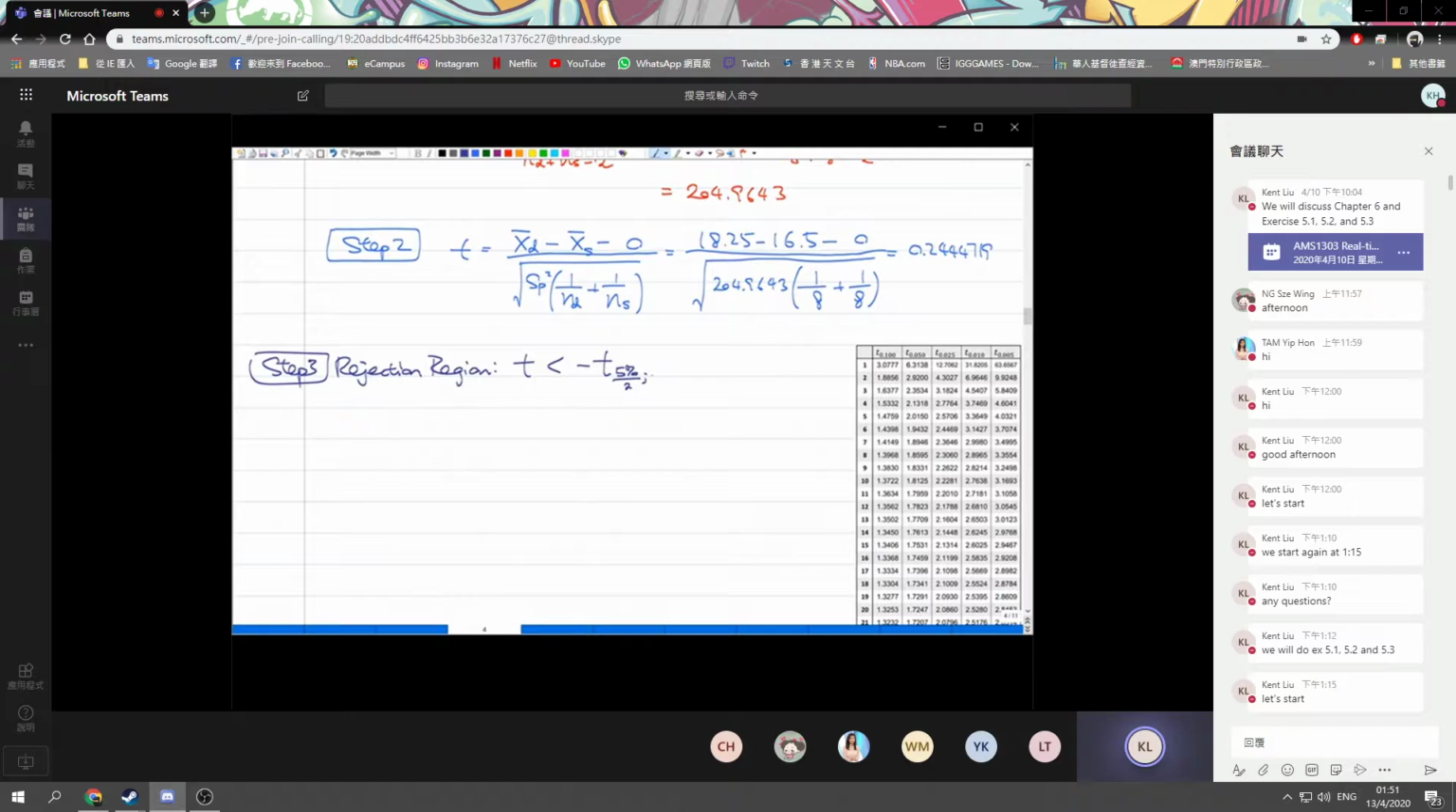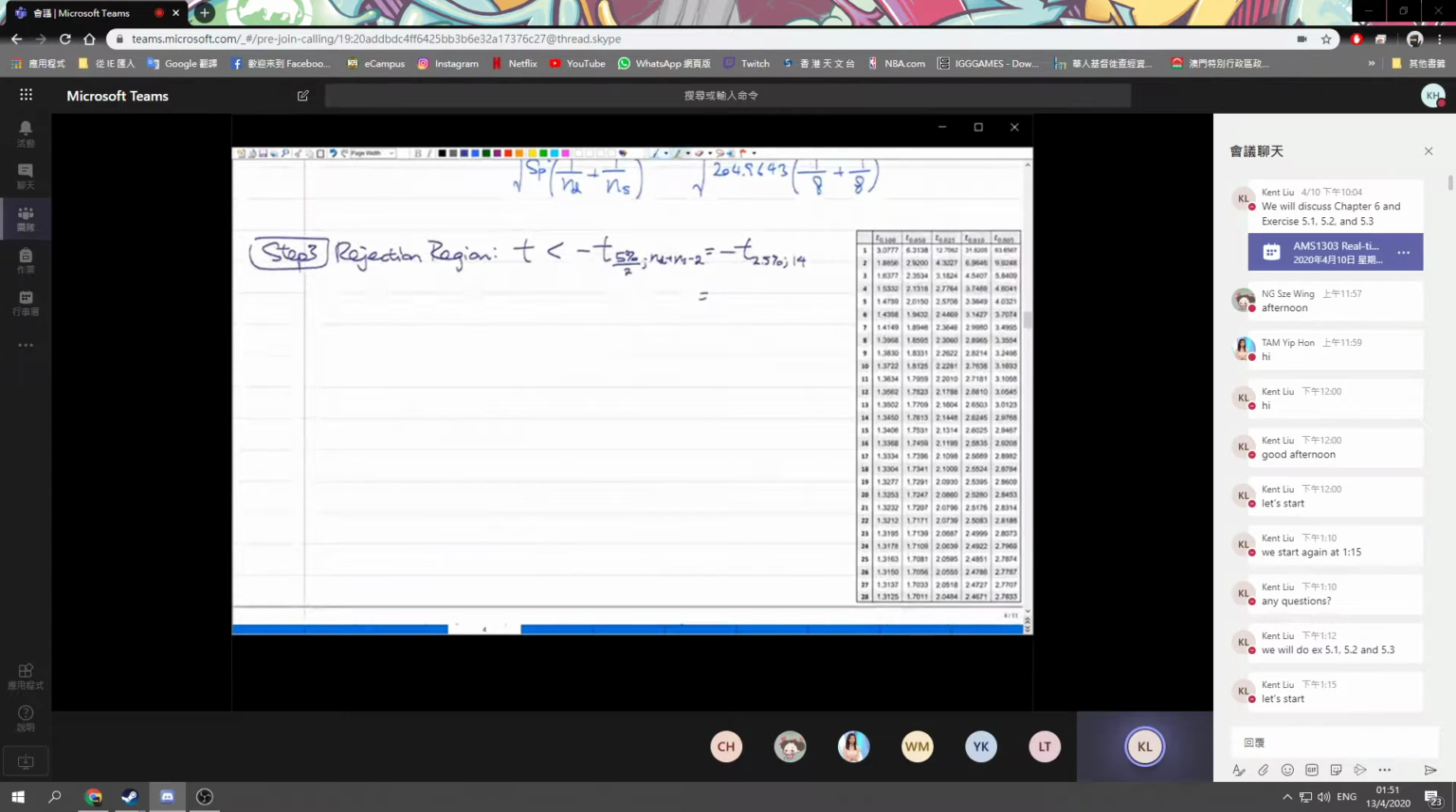And the degrees of freedom is n_D plus n_S minus 2. So that is minus t 2.5%, 14. We go to the table, look at this column, and go to row 14, and you can see the critical value is minus 2.1449. And this is only one part. The other part is t greater than t 2.5%, 14, and that is again the same value but positive.